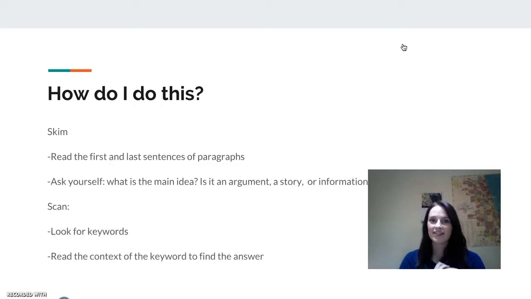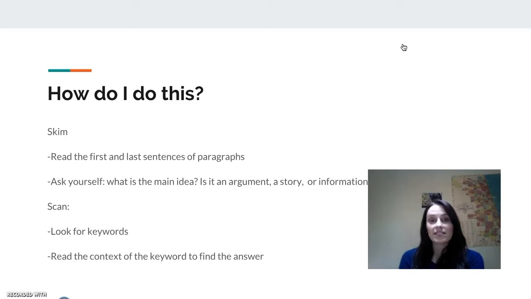So how do you do this? You just have to practice, practice, practice, okay? Especially if you are reading in your second or third language, this skill is going to take a little bit of practice to familiarize yourself with an English language article or poem or story.